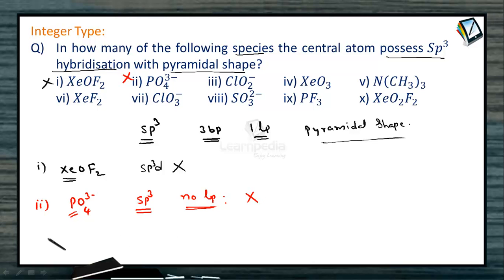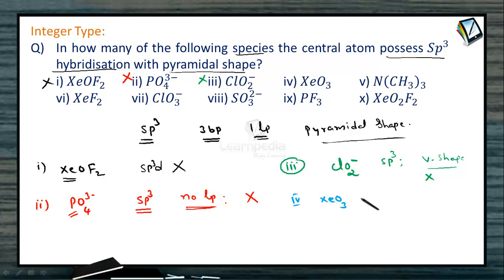Then we have the third one, ClO2 minus. The 7th group element plus 1 negative charge, 8 by 2. So there is sp3 type of hybridization. But with 2 oxygens being connected, it will have a V shape like that of water. But we want pyramidal shape. So therefore option 3, ClO2 minus, is not pyramidal. Therefore this is wrong.